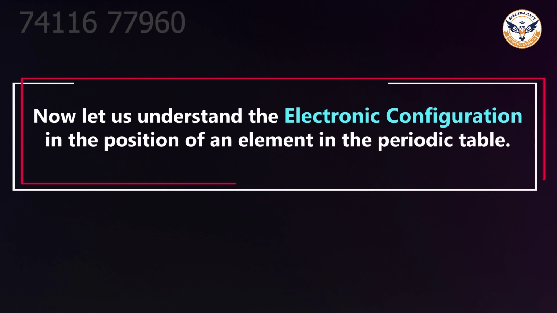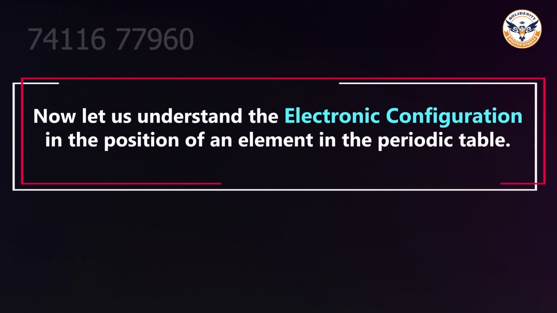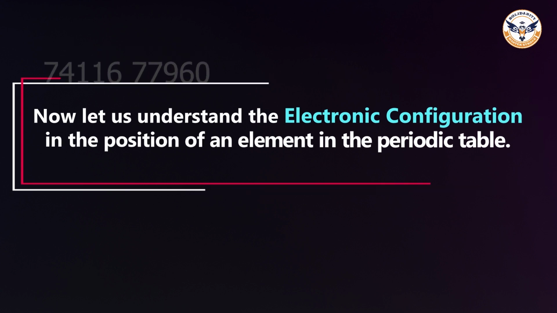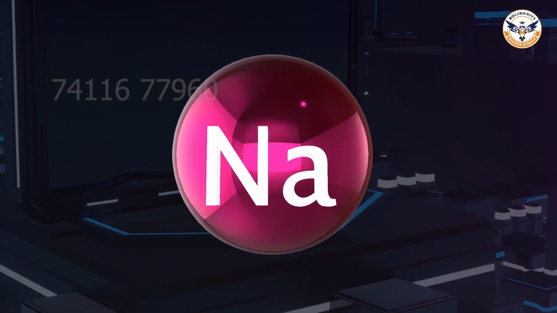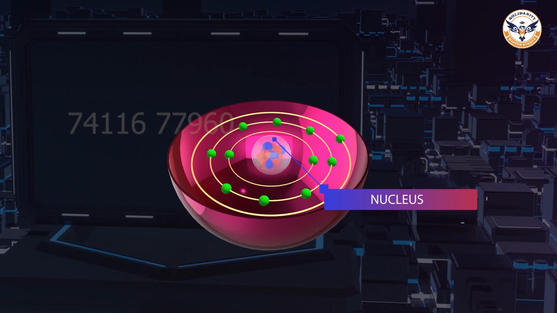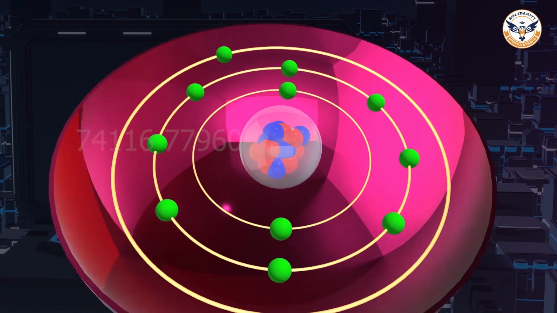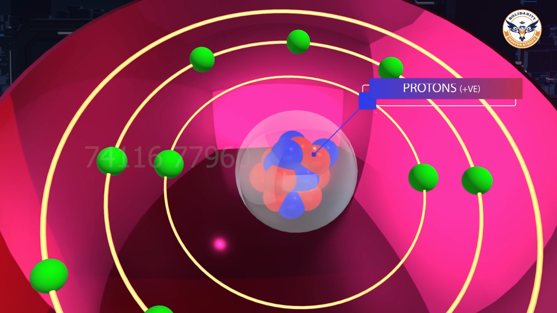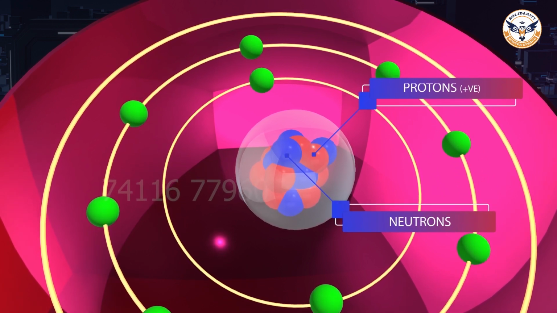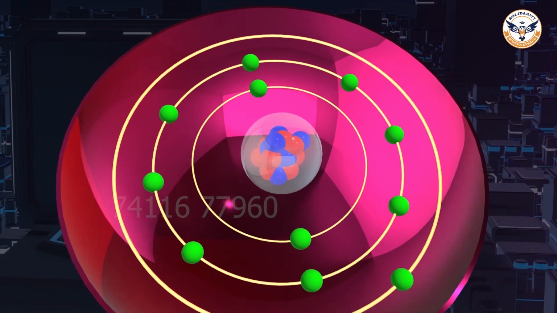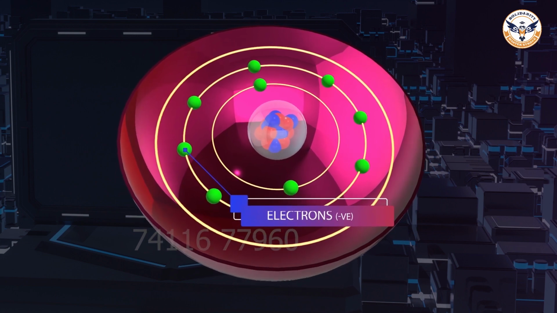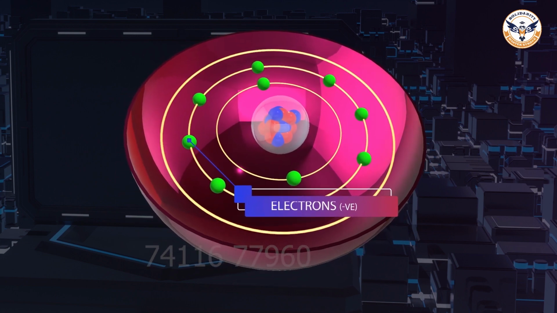Now let us understand the electronic configuration and the position of an element in the periodic table. As we know that the nucleus, center of the atom, contains the protons, positively charged, and the neutrons, no charge. The outermost regions of the atom are called electron shells and contain the electrons, negatively charged.